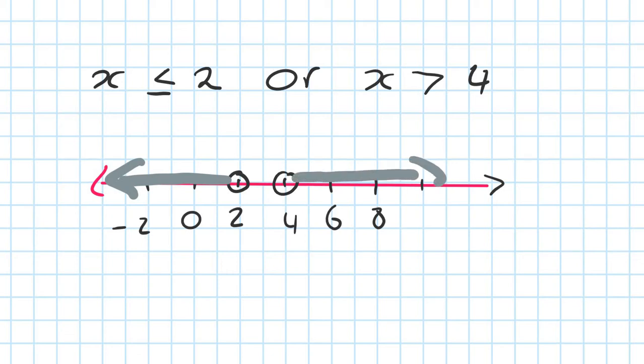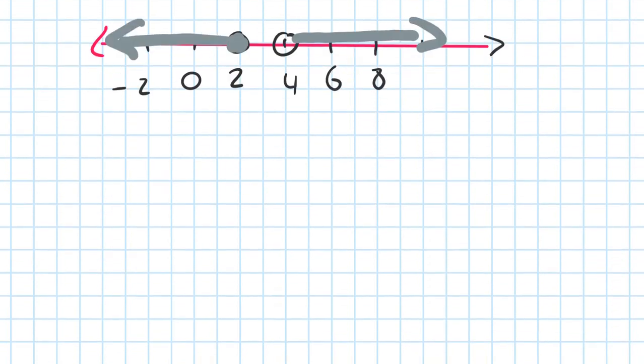That's all. But because x is less than or equal to 2, we have to fill up the bubble. That's all it is. So that's how you show your solution on a number line. Let's do a different one now.